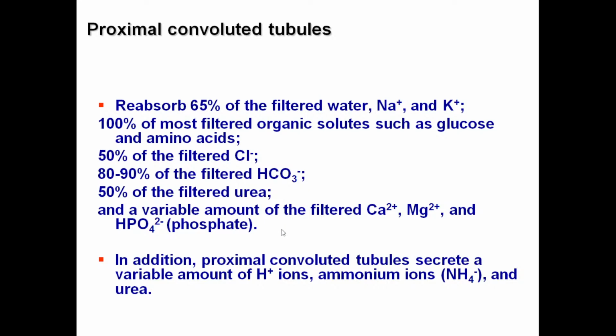And also, there will be a variable amount of the filtered calcium, magnesium, and phosphates in the proximal convoluted tubule. And also here, I would like to add that proximal convoluted tubule secretes variable amounts of hydrogen ions, ammonia, and urea. So this is the summary on reabsorption in proximal convoluted tubule.